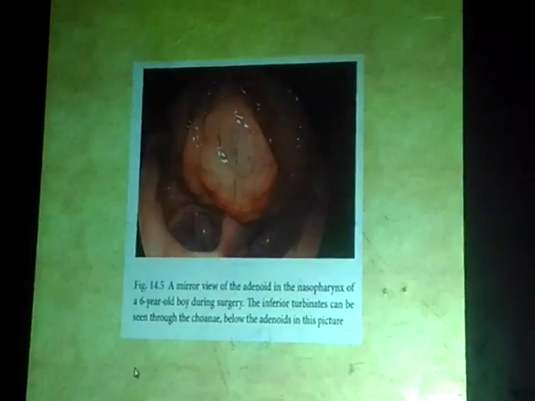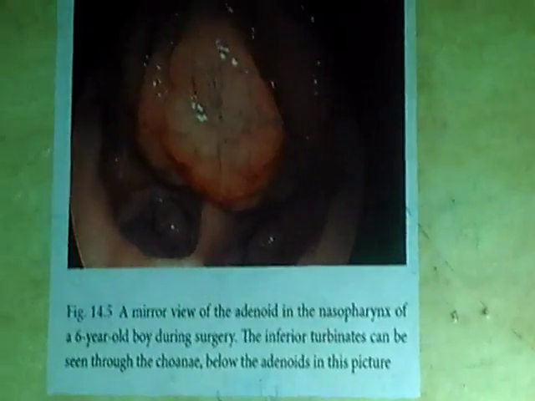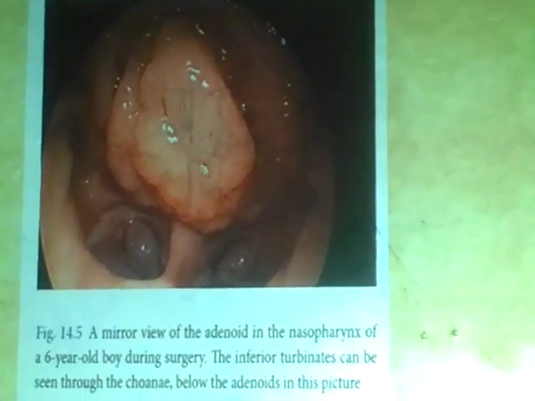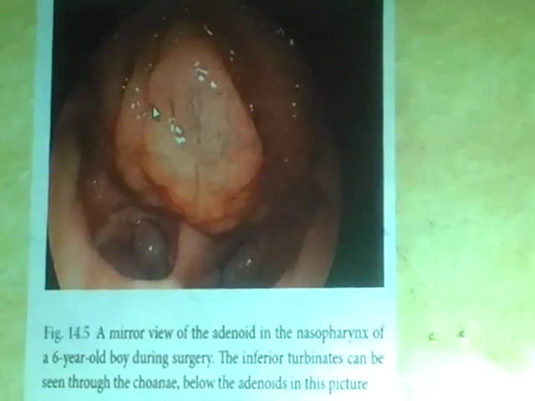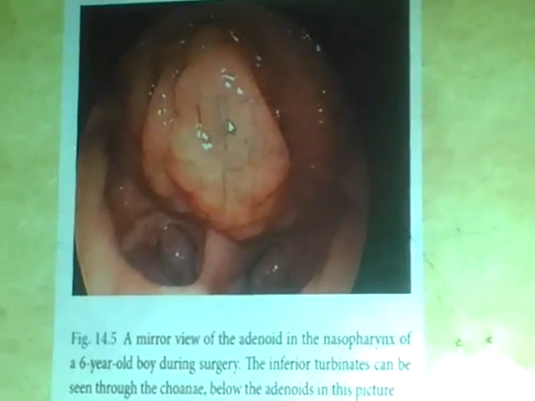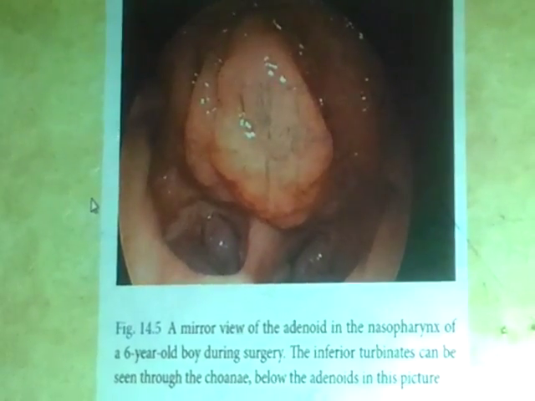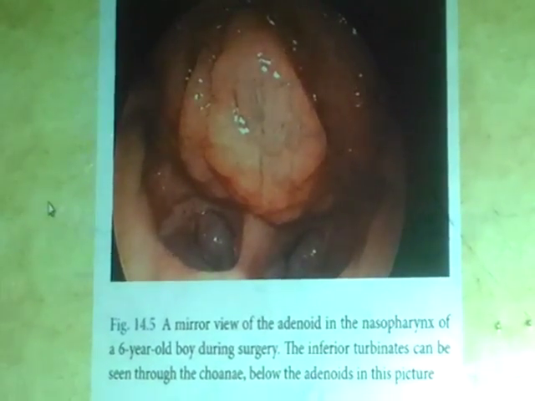This photo was taken from one of the books. It says this is an intraoperative photo. Would you perform surgery for a child with this very small adenoid? I mean, the choanae are both open. So would you do surgery for a child like this? Yes, I would do surgery for a child like this if I'm going to do a tonsillectomy.